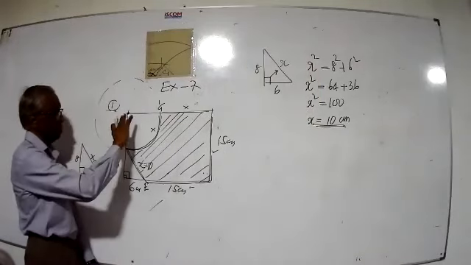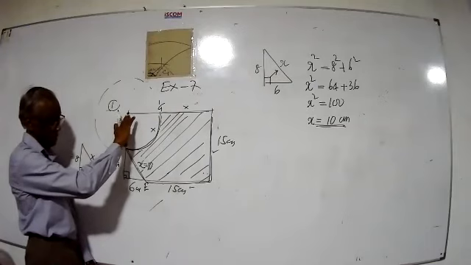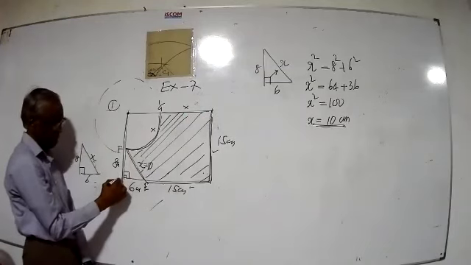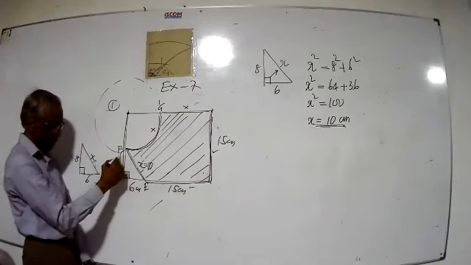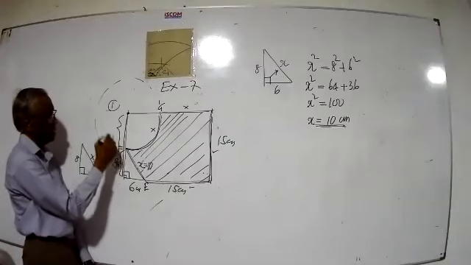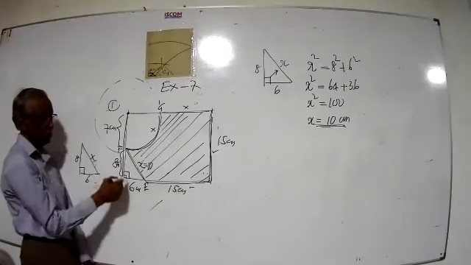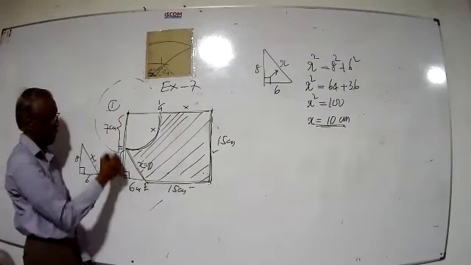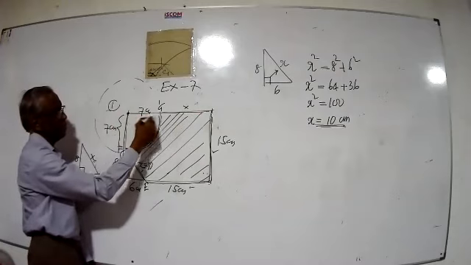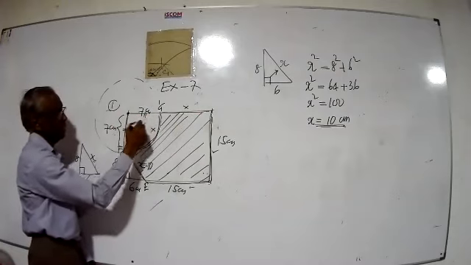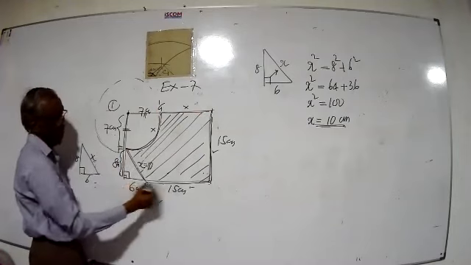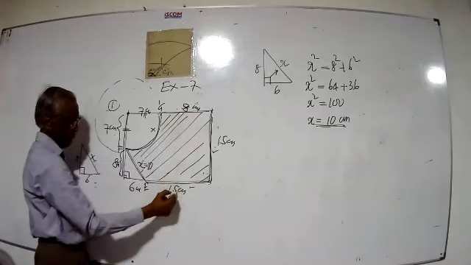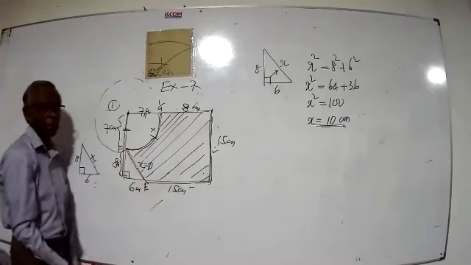Can you find the length of this part? From here to here is 15 and here to here is 15, opposite sides of a rectangle. This part is 8, therefore this part is 7. Understood? These are opposite sides. Then this is also 7, because we have the area of the circle. Then this is 8.